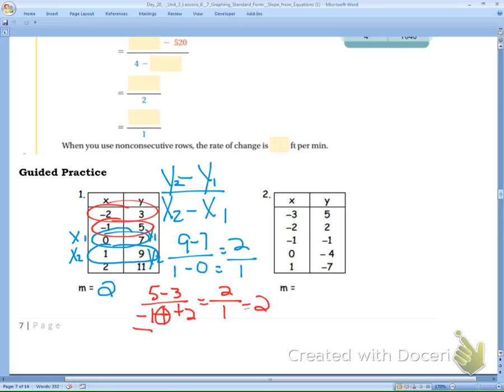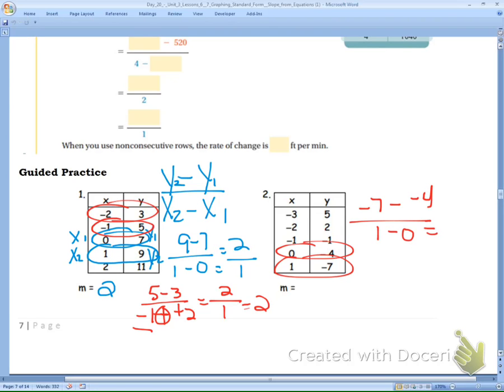So if you just needed that one as an example, go ahead and push pause again and try number 2. And when you're ready, push play to check. Okay, if you're ready to check number 2 now, again, it does not matter which 2 points you use, and please don't think you need to erase and choose a different point if you don't choose the same ones that I chose. I'm going to use 0 and 1 and negative 7, negative 4, so I have negative 7 minus a negative 4 over 1 minus 0.